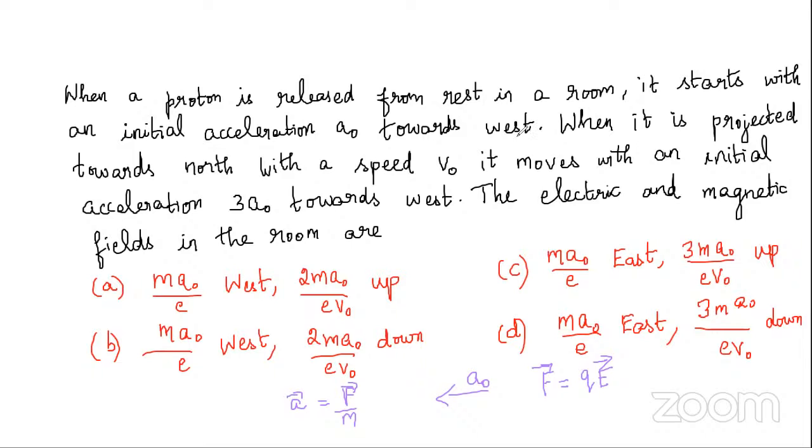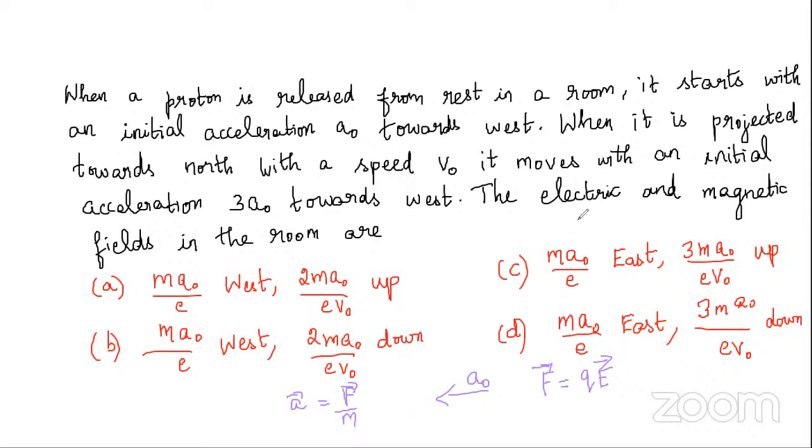Since it is moving towards west, there should be an electric field in the west direction only, because it is a positively charged particle. So the force acting on the proton should also be in the same direction as the electric field. When the force is in the same direction as the electric field, the acceleration should also be in the same direction. So acceleration is towards west.